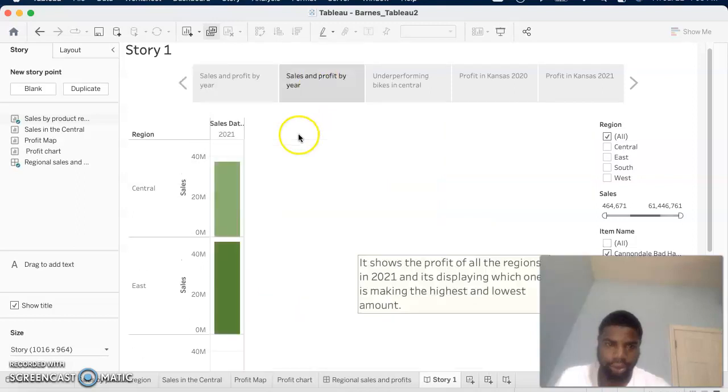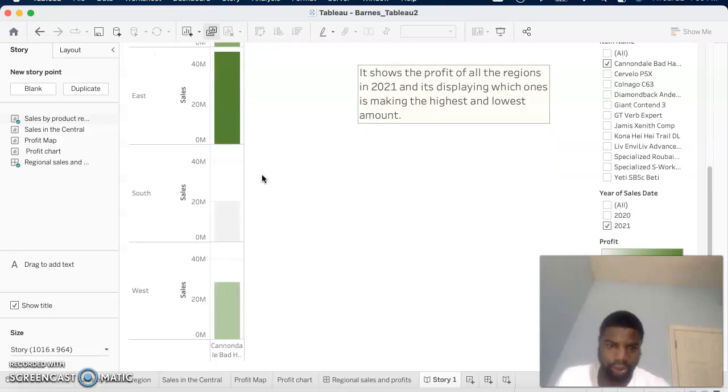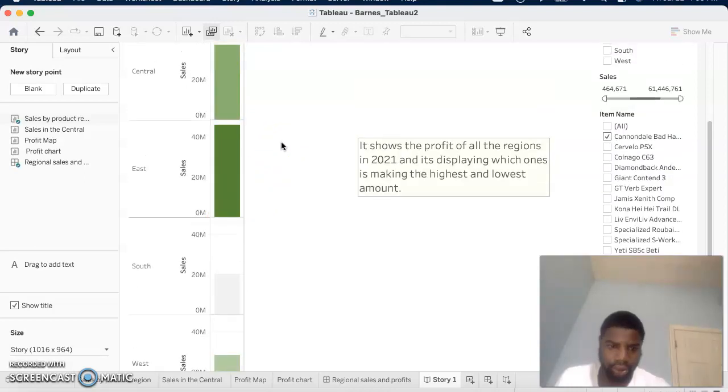The sales and profits in 2021, it shows all the regions. In 2021, it shows the highest and the lowest amount making in 2021 in the different regions.